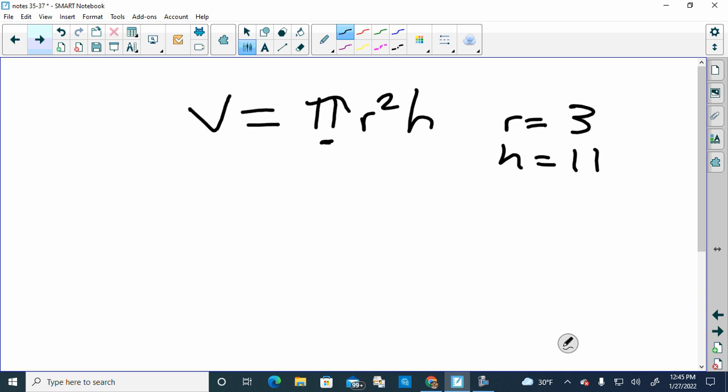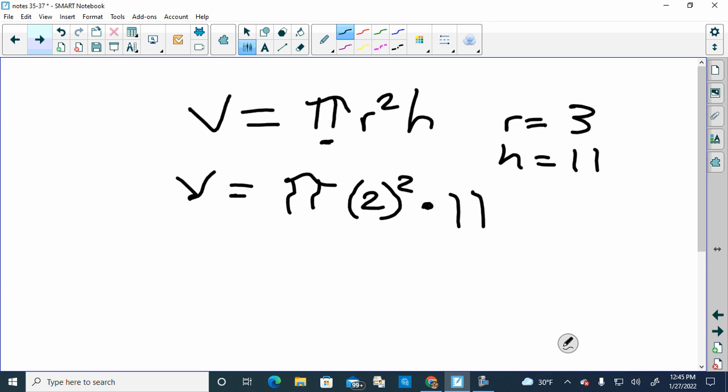So this is number 72. Okay, so now we're just plugging it into our formula. So we're solving for v. So pi, we're leaving alone. We're not going to plug in anything for that. So r squared, so we're going to have 3 squared times 11. So 3 squared will be 9.